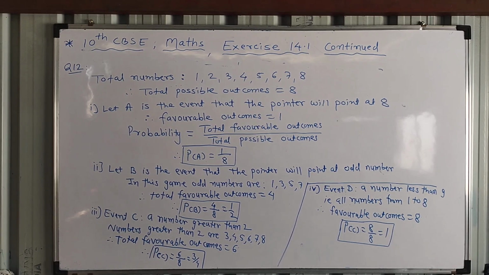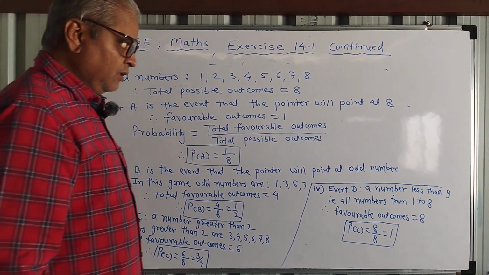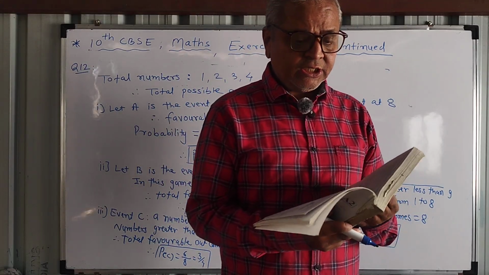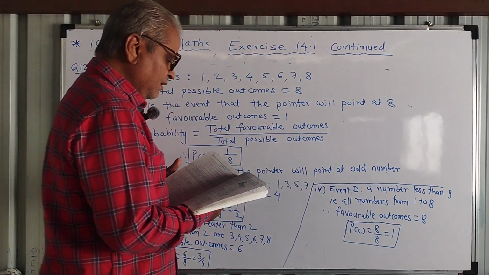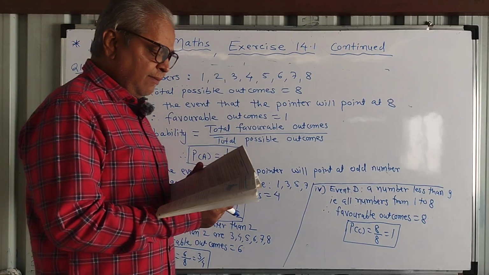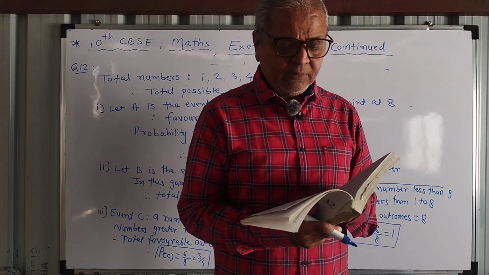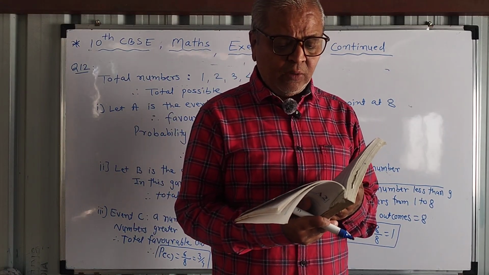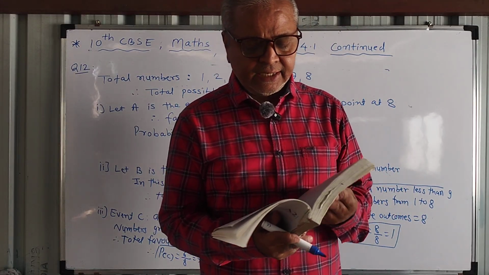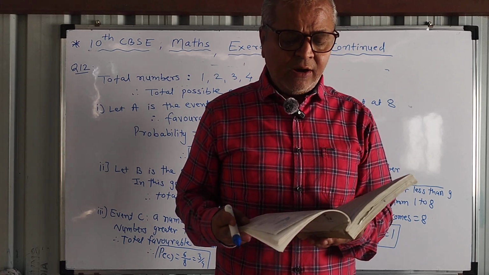So friends, let us continue exercise 14.1, question number 12. In this question, the experiment is given like this. A game of chance consists of spinning an arrow which comes to rest pointing at one of the numbers 1, 2, 3, 4, 5, 6, 7 and 8, and these are equally likely outcomes.